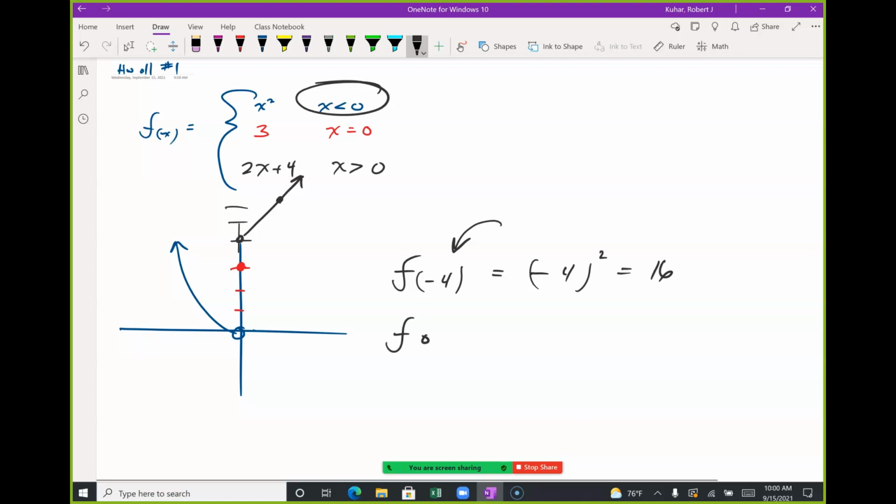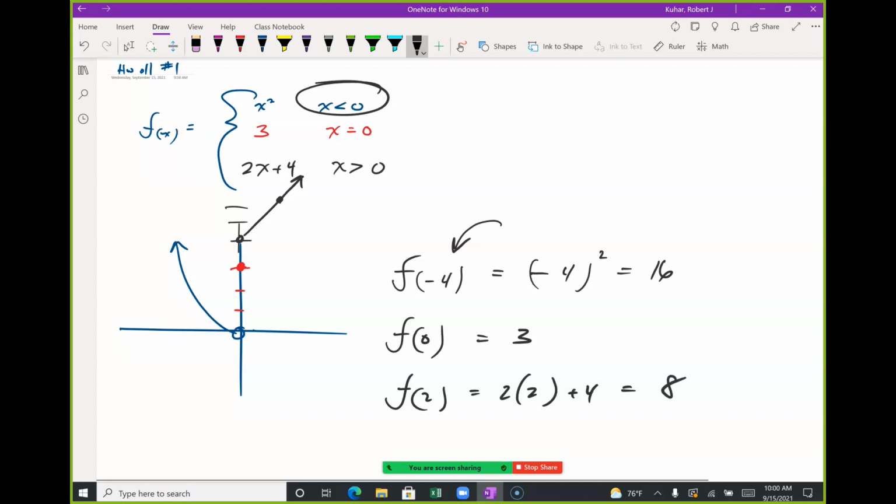What's our next one ask? What's f of 0? Which piece do I use? It's the domain for the second piece, that second machine. And of course I get just a height of 3. And when the last one asked me to find f of 2, I just have to plug in 2 to that last piece. That's 2 times 2 plus 4. That's 8.